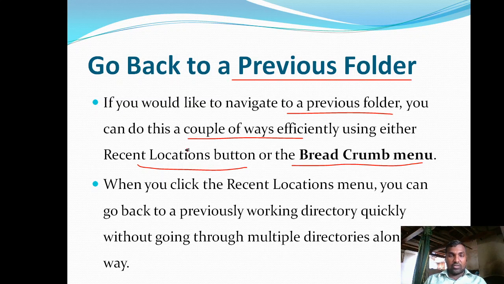One is the recent locations button. With the help of the recent locations button, you can choose the folder or file that you recently used. Or you can use the breadcrumb menu. With the help of the breadcrumb menu, from a single window, you can move to any location that is available in the computer, that may be in any folder, from the root to a submenu, etc. All those are selected in the same window, and that particular window will be displayed.